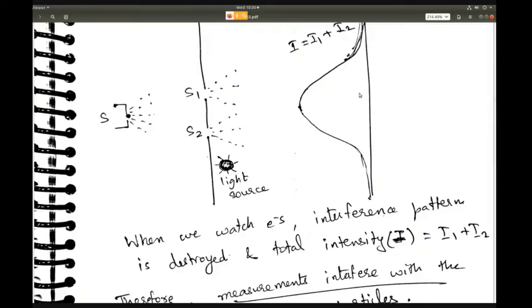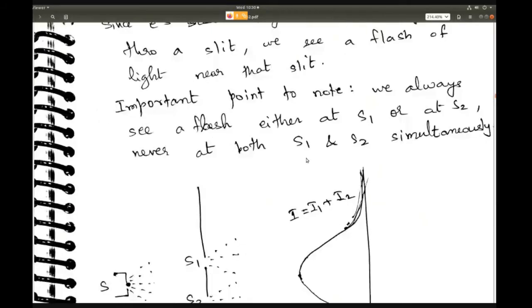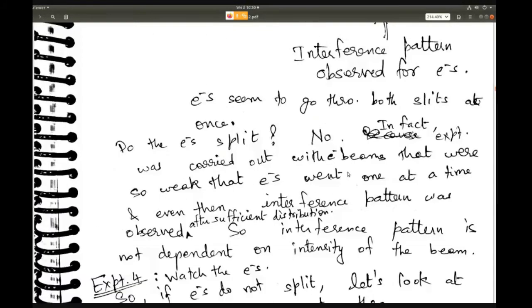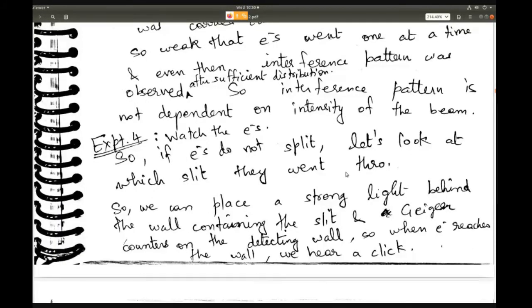And the second distribution is for those electrons for which you didn't see the flash of light, and they passed through undetected. If you look at these two distributions, for those electrons for which you saw which slit they passed through, you see this kind of intensity profile where I is equal to I1 plus I2. And for those electrons which went undetected, you again see this kind of interference pattern. So I is not equal to I1 plus I2.